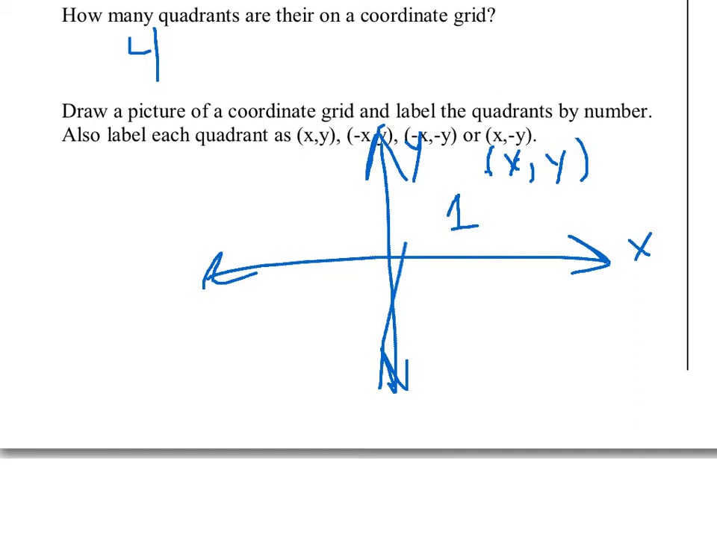If I start moving counterclockwise, I'm now over here. Which quadrant is that, Raisa? And what kind of values are in quadrant 2? Negative x's and positive y's. So everything on the top has positive y's.